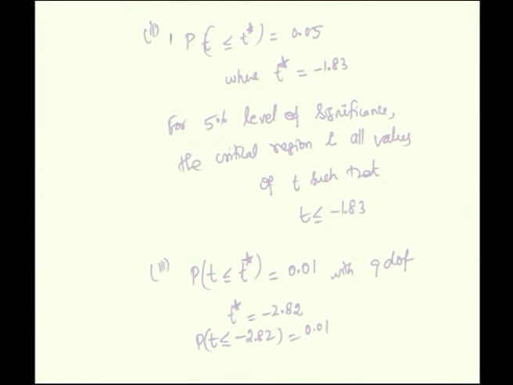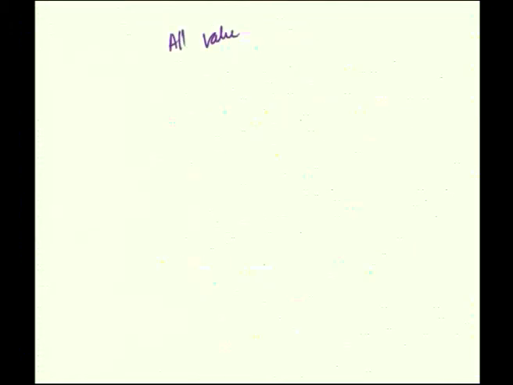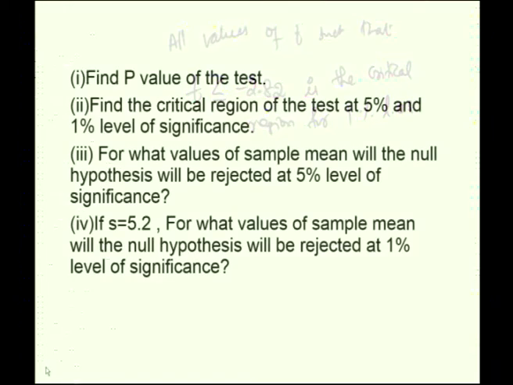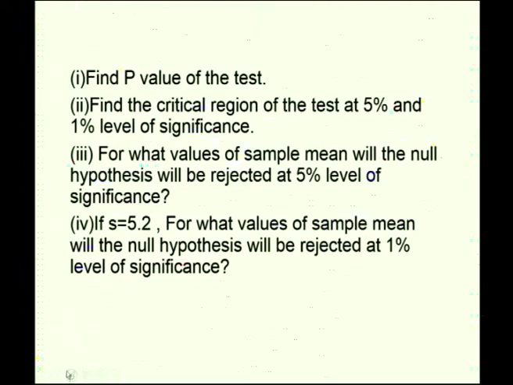and we write all values of t such that t less than or equal to minus 2.82 is the critical region for 1% level of significance. Okay, what is the next question? The next question is what values of sample mean will the null hypothesis be rejected at 5% level of significance?